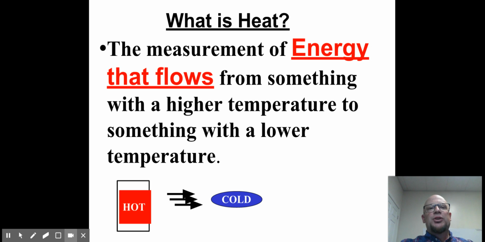Heat is the measurement of energy that flows from something with a higher temperature to something with a lower temperature. And so it flows from hot to cold. Cold is not really something, so when you touch something and the feeling of cold comes into your hand, it's really just the heat leaving your hand and going into whatever that object is. And so thermal energy is always flowing from hot to cold, and heat is the measurement of that energy.